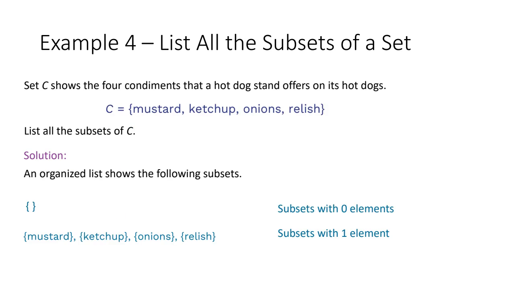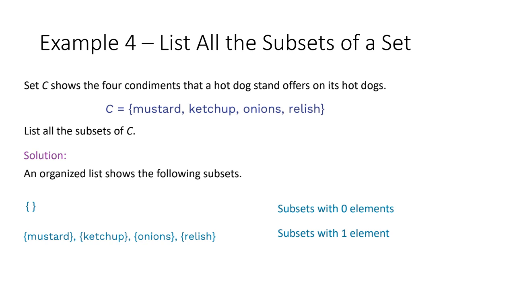Example 4 says to list all of the subsets of a set. This is a very interesting question: if you have a set, how many subsets can you create using the elements of that set? The set C shows the condiments that you can add onto a hot dog, which could be mustard, ketchup, onions, or relish. Well, you could add more, but we're considering only these 4: mustard, ketchup, onions, and relish. So the question is, list all of the subsets of C.